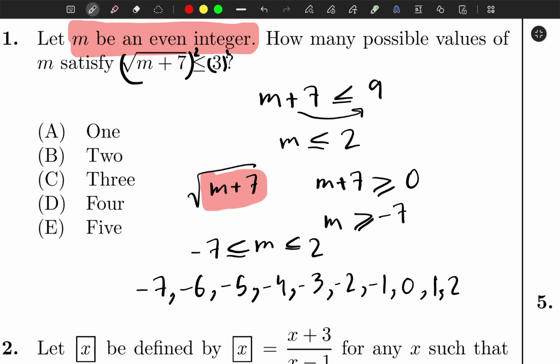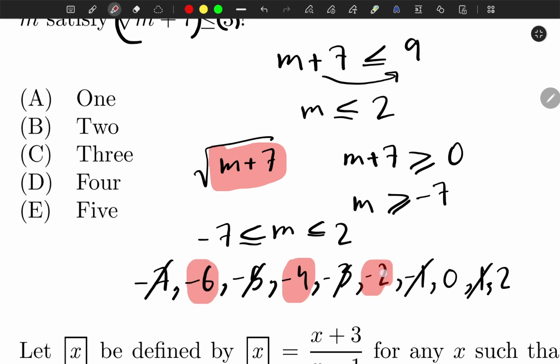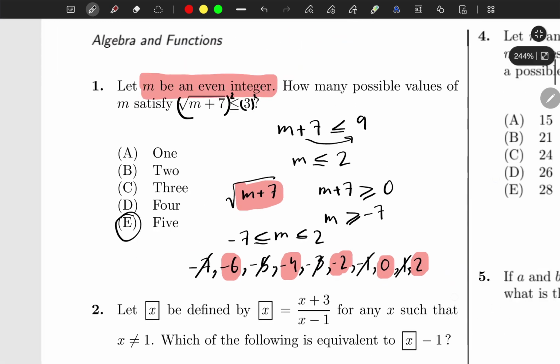They've told us that it has to be an even integer, so immediately we can cross out all the numbers that are odd. So we'll just cancel out minus 7, minus 5, minus 3, minus 1 and 1. If these are crossed out, the only numbers we'll have left are minus 6, minus 4, minus 2, 0, and 2, which are 5 numbers. So our final answer should be E, 5 numbers.